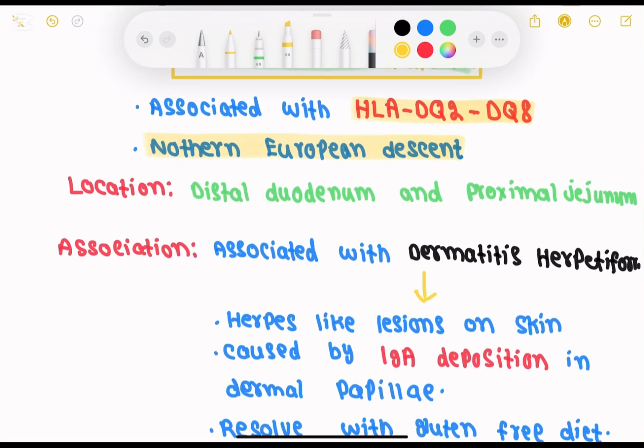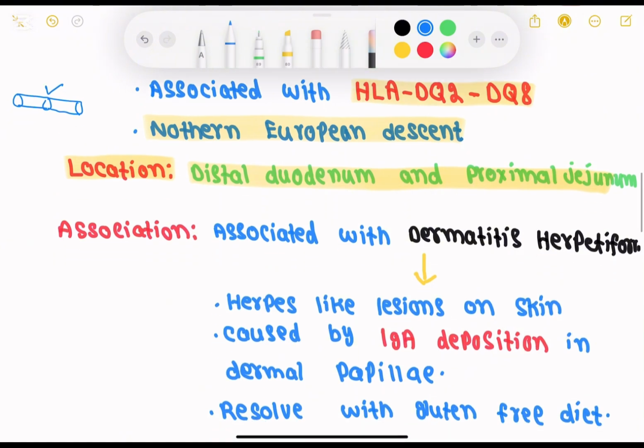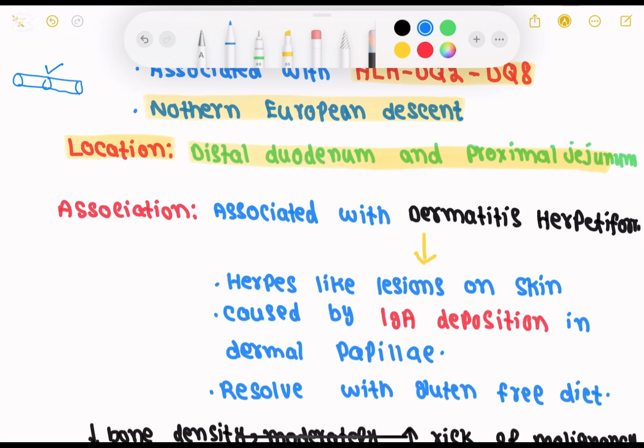Now we will talk about the location. What is the most common location of celiac disease? That is the small intestine, specifically the distal part of the duodenum and the proximal part of the jejunum. For example, this is the duodenum and this is the jejunum. So this part, the distal duodenum and proximal jejunum, is the most common location for celiac disease.